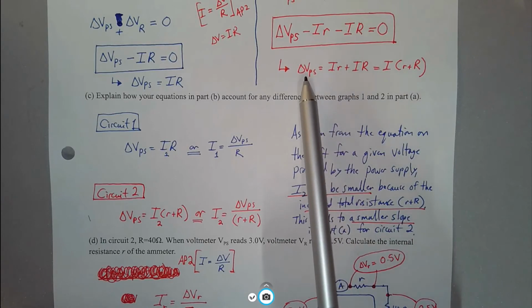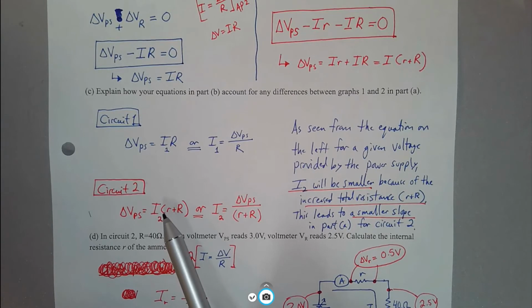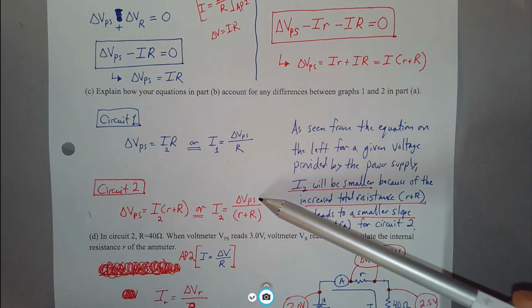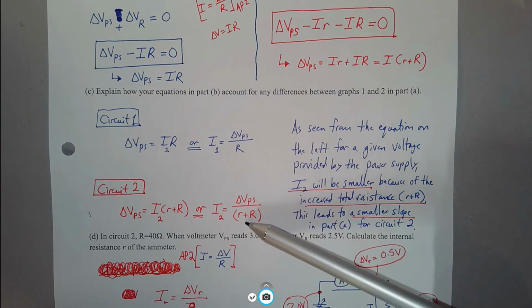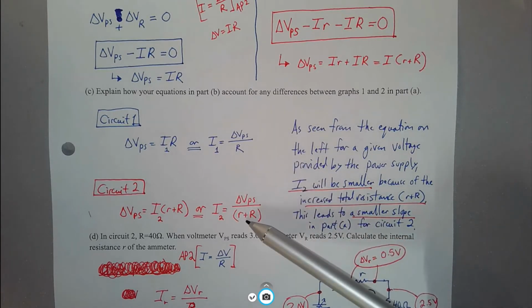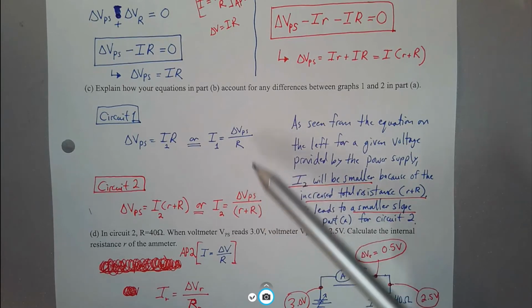So we get that the change in voltage from the power supply is equal to current times little r plus big R. Or if we solve that for I2, we get I2 is equal to the change in voltage across the power supply divided by little r plus R, which will be bigger than just R, right? Because we're adding something to it. So from these equations, we can now explain the differences in the graph.